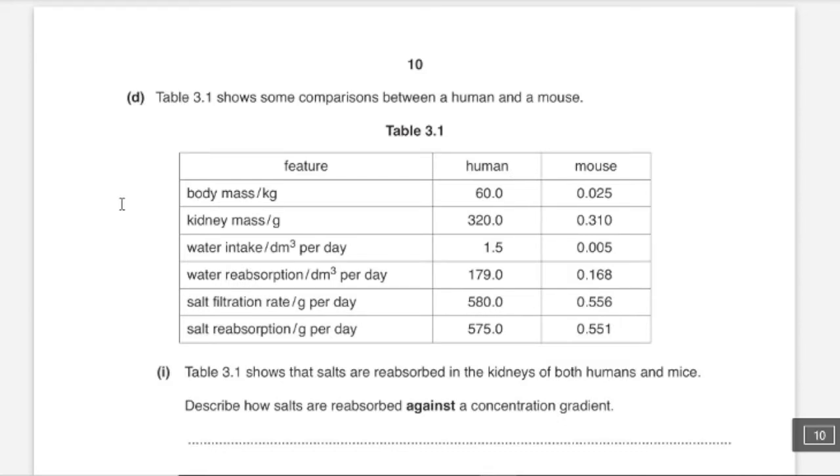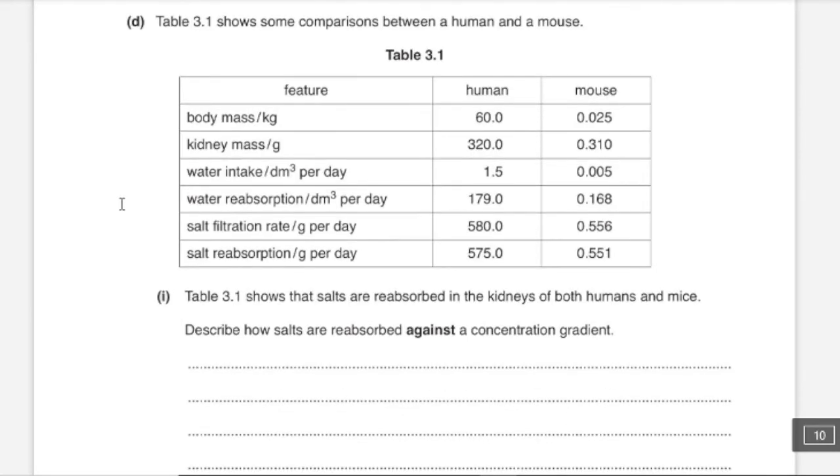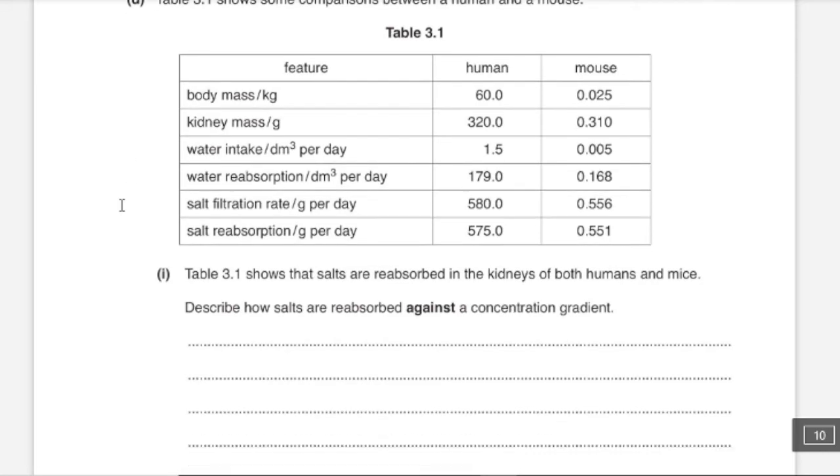D. Table 3.1 shows some comparisons between a human and a mouse. Alright, so we have a table over here. So this is a comparison between a human and a mouse, mentioning body mass, kidney mass, water intake, water reabsorption, salt filtration, and reabsorption of both organisms.